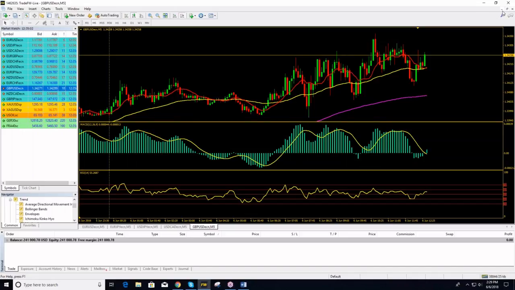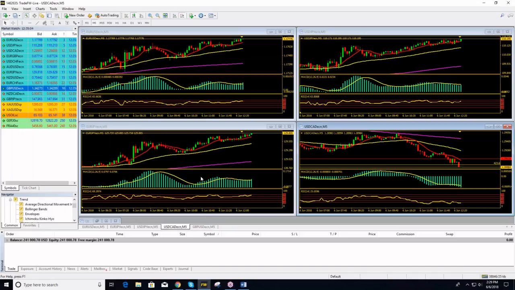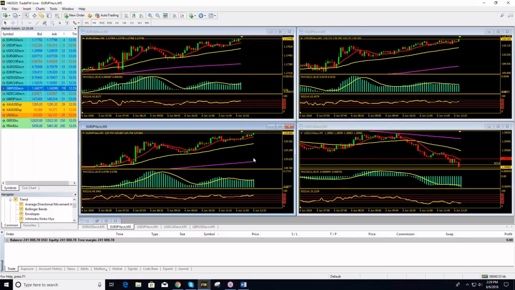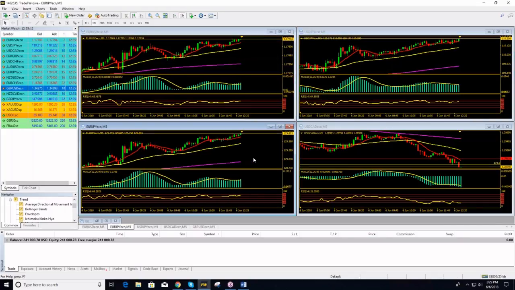It's a quiet day for today, for the moment, for the pairs, but I think they will get very active, especially during the US session opening, which is approximately in 2 hours.